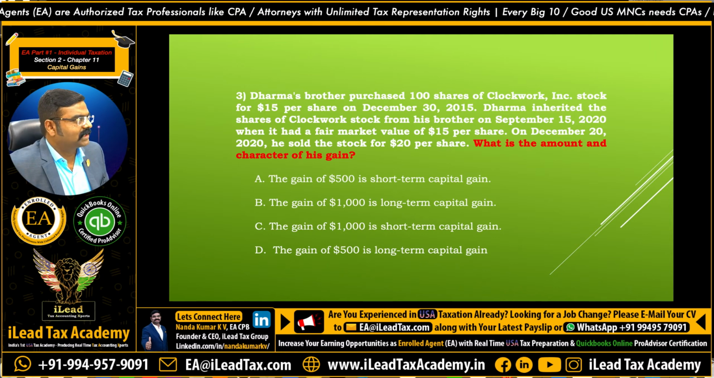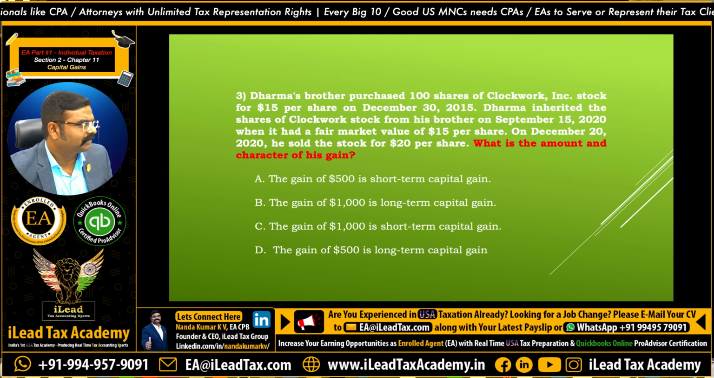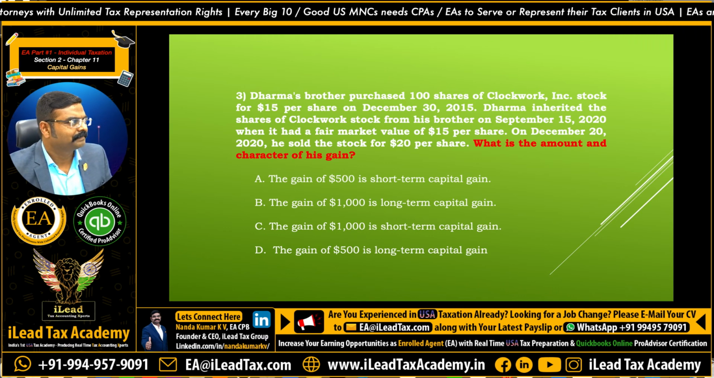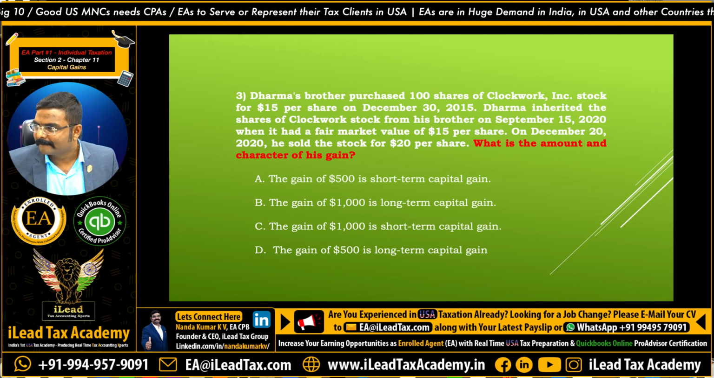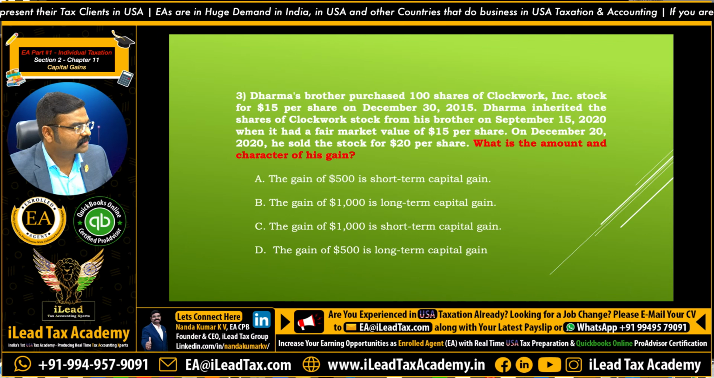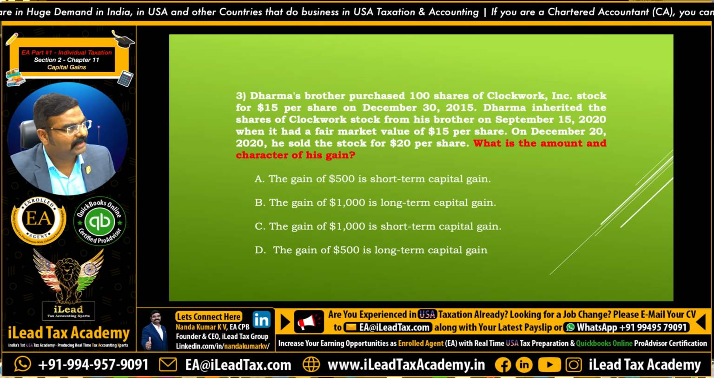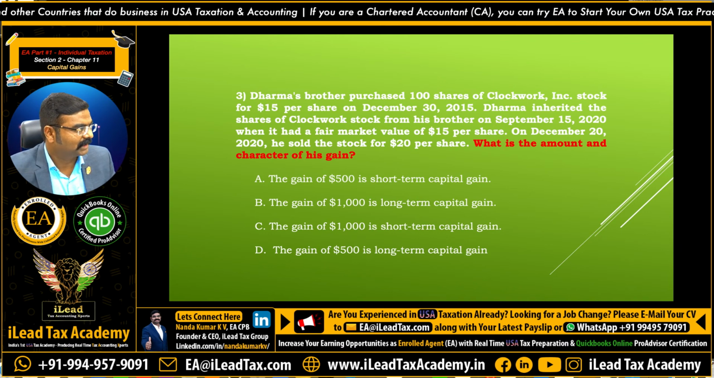Dharma's brother purchased 100 shares of Clockwork stock for 15 per share on December 30th. Dharma inherited the shares of Clockwork stock from his brother on September 15. It had a fair market value of 15 per share. On December 20, he sold the stock for $20 per share. What is the amount and character of the gain?